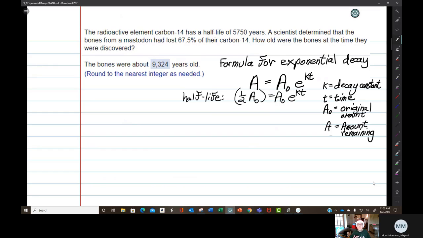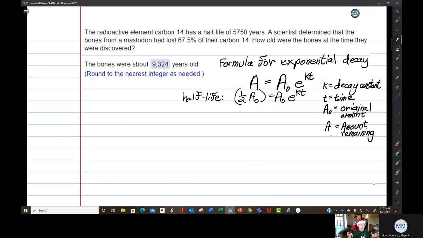A scientist determined that the bones from a mastodon, one of those woolly elephants that existed during the Ice Age, had lost 67.5% of its original carbon-14. All of us have carbon-14 in us. And when there aren't a lot of volcanoes going off, putting more carbon into the atmosphere, the amount of carbon-14 we have in us tends to stay constant during our lifetimes, and generally constant for everything living. And then it decays at what under most circumstances is a predictable rate.